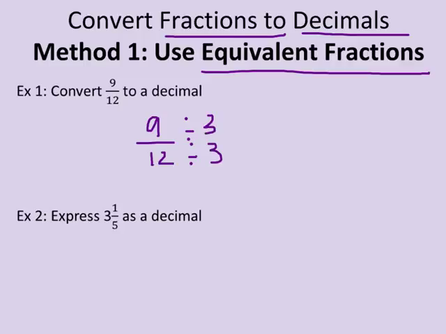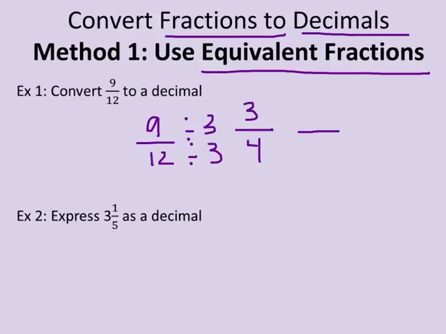Okay, so I'm going to go ahead and divide 9 by 3 and 12 by 3, and I end up with 3/4. Now many of you can probably look at it and just say, oh, 3/4, that's 75 cents, and you know that would turn into 0.75. However, if you weren't aware of that, then you can think, okay, well, I want an equivalent fraction.